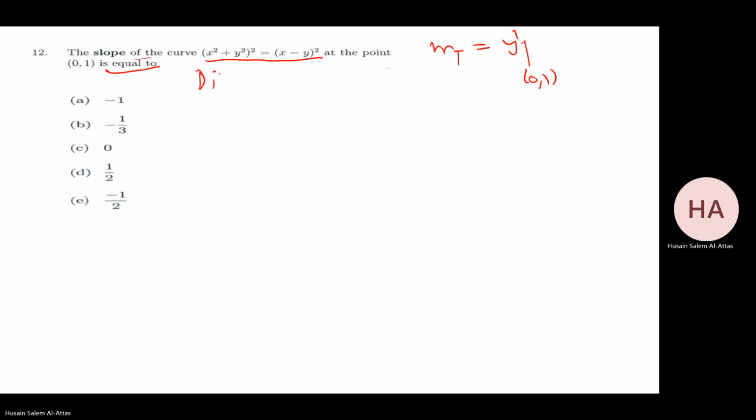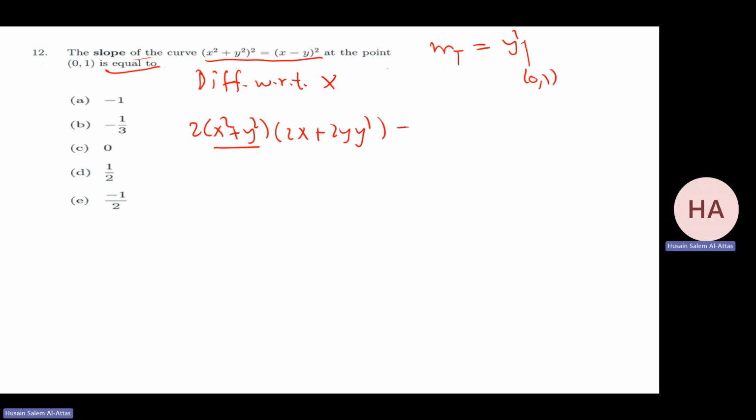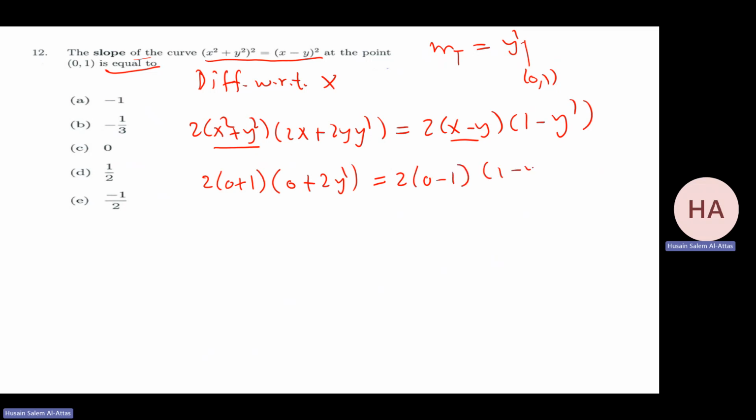Differentiate with respect to x. I have 2x squared plus y squared. Derivative of this: 2x plus 2y y prime equals x minus y. Derivative of this: 1 minus y prime. Now plug in x and y. 2 times 0 plus 1. This is 0 plus 2y prime equals 0 minus 1, 1 minus y prime. Okay, so what I have here, I have 4y prime.